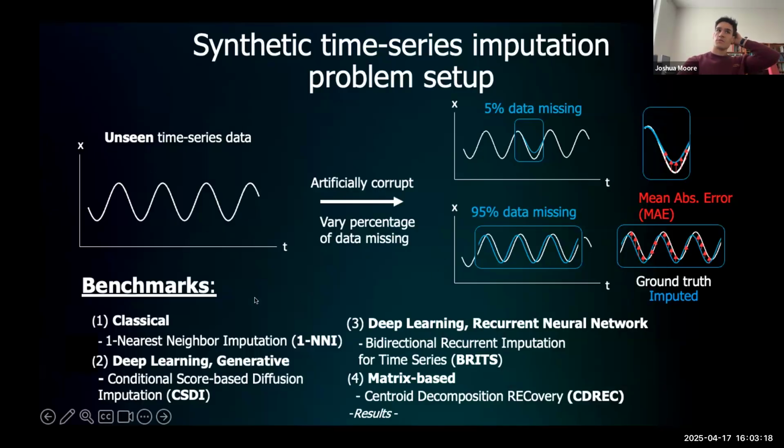And so we looked at a few different benchmarks to compare against. And one of them is this nearest neighbor imputation approach, which essentially just looks at examples in the training set and finds the one with the smallest Euclidean distance to the observed data, and then fills it in. You can think about it in that way. And then we had a few deep learning state-of-the-art approaches as well.